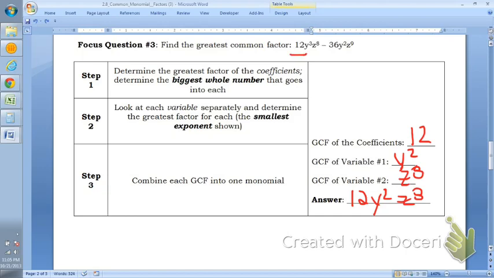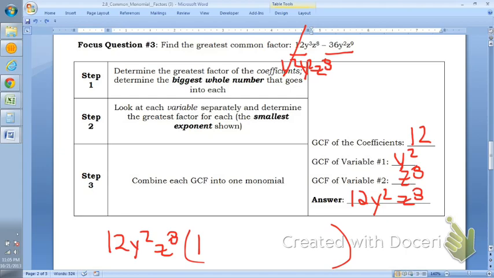If we divide both terms by the greatest common factor, 12 y to the second z to the 8th, we'll find our other factor pair. So 12 over 12 reduces to just 1. Y to the third power over y to the second is just y. And z to the 8th over z to the 8th, those will cancel out the z's.